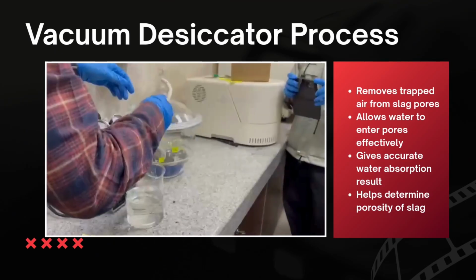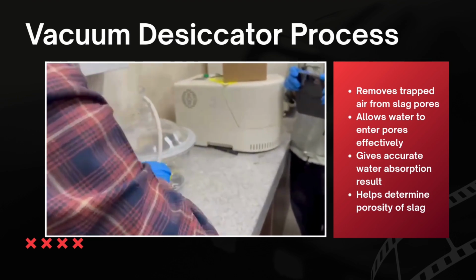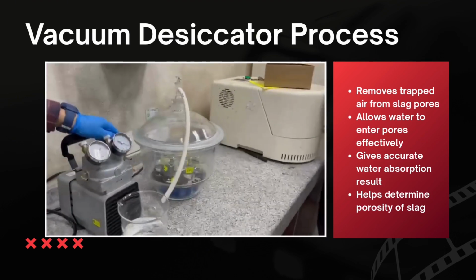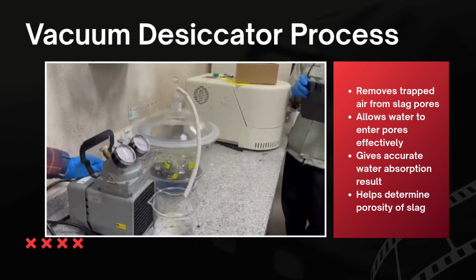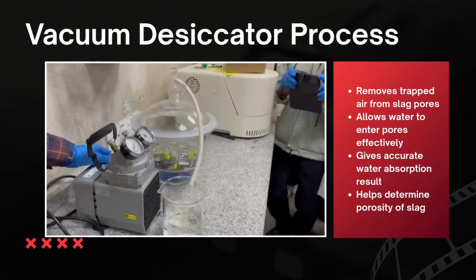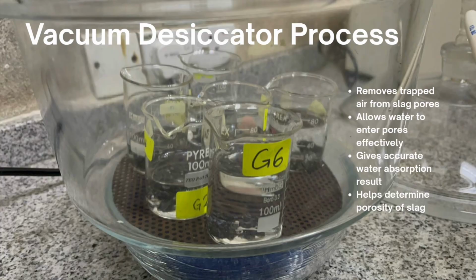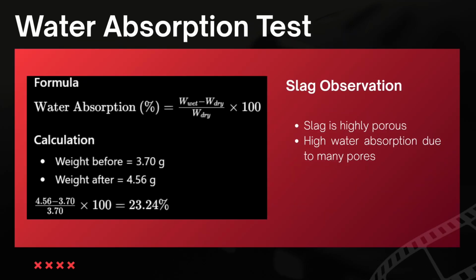The vacuum process was carried out using a vacuum desiccator. This process removes the trapped air from the pores of the slag sample. As a result, water can enter the pores more effectively, producing a more accurate water absorption result. The water absorption test was conducted to determine the porosity of the slag. The calculated water absorption value is 17.21%, which indicates the slag is moderately porous due to the presence of many internal pores.